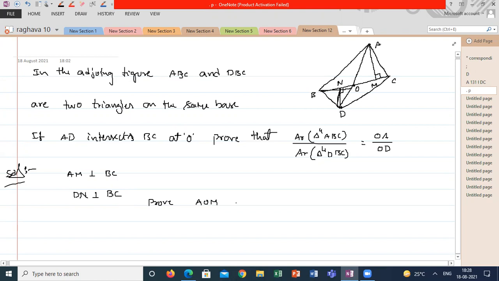triangle AOM and triangle DON are similar. Try to prove this statement. This is a clue I can give: triangle AOM, triangle DON.